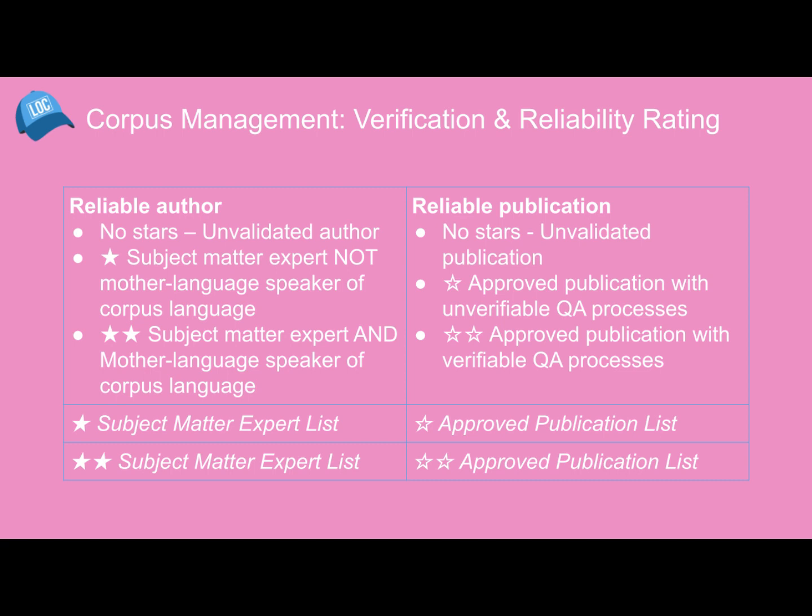On the reliable publication side, you'll give no stars for an unvalidated publication, 1 star perhaps for an approved publication with unverifiable QA processes. This would be if you're seeing a lot of typos within the publication, if it just looks like the research conducted by an organization is not conducted with care. And 2 stars for an approved publication with verifiable QA processes. That would be chapters and articles, like I said earlier, that have double-blind review processes where very careful selection criteria are implemented before publishing an author.